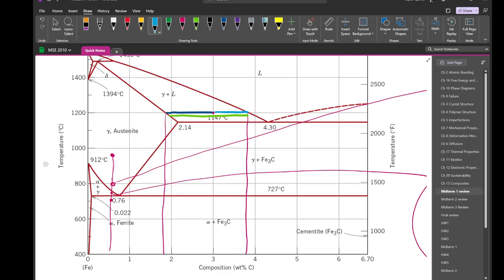Okay? And then the other nice thing that this process gives you is the composition of the solid. Right? The austenite, it tells you that it's, you know, whatever that is, 1.8 or something. And it says the composition of the liquid is about 3.7.